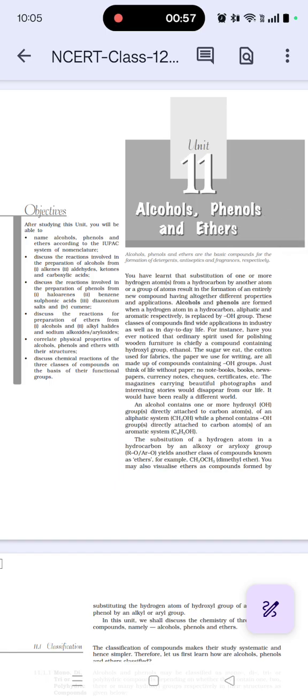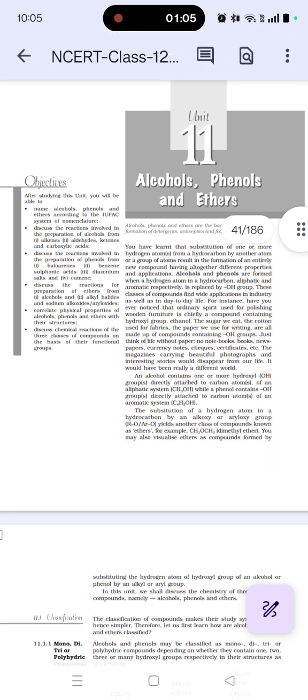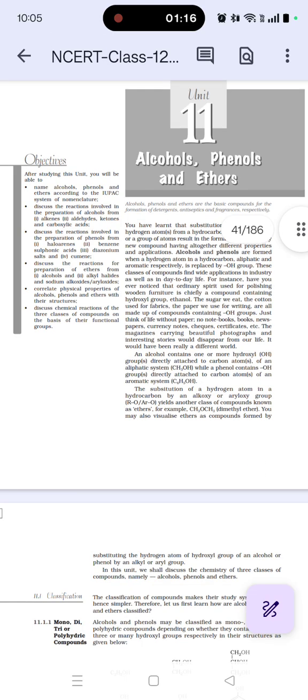These classes of compounds find wide application in industry as well as in day-to-day life. For instance, have you ever noticed that the ordinary spirit used for polishing wooden furniture is chiefly a compound containing a hydroxyl group, ethanol. The sugar we eat, the cotton used for fabrics, the paper we use for writing are all made up of compounds containing OH groups.